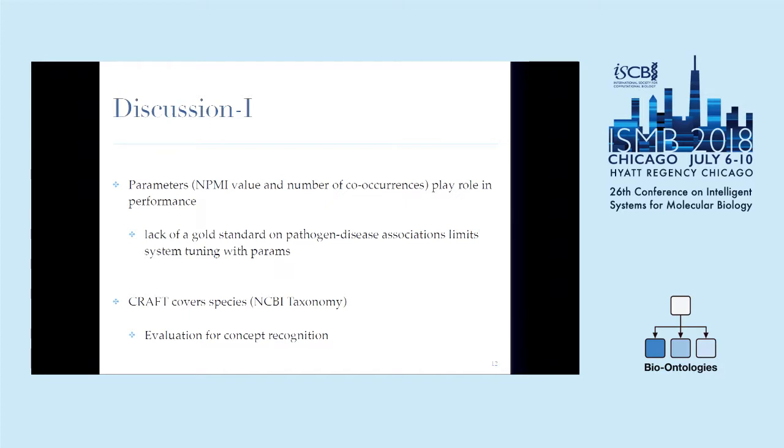Also, we did an estimation of the overall performance. We didn't evaluate the subparts of our pipeline, like the species annotation and the pathogen name annotation tagger. So in future, we can use the Kraft corpus, which covers NCBI taxonomy annotations, and we can evaluate our system.